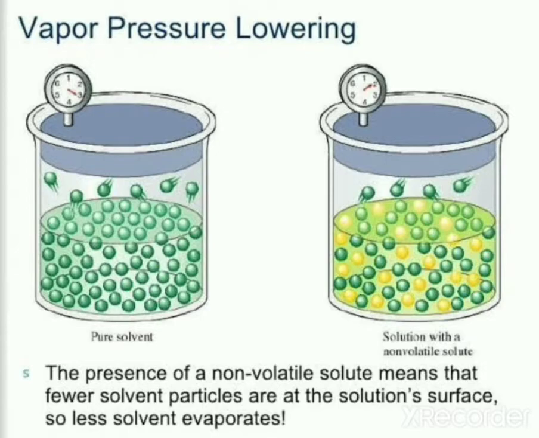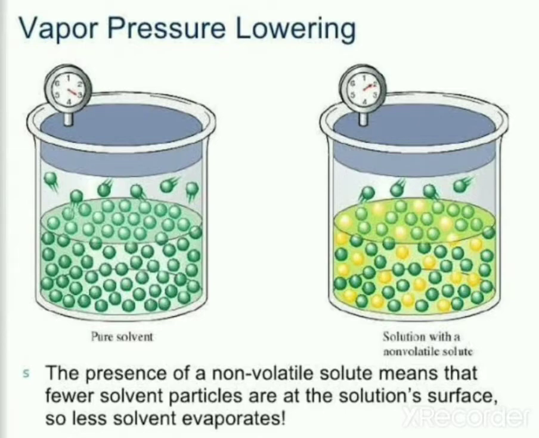Let the vapor pressure of the pure solvent be taken as P1 naught. When this solvent goes into solution, that is, when a solution is made by adding a non-volatile solute to the solvent, the vapor pressure of the solution will be due to the solvent particles. Here the solute is non-volatile, so it will not form its vapors. The pressure exerted by the solvent in solution is taken as P1.